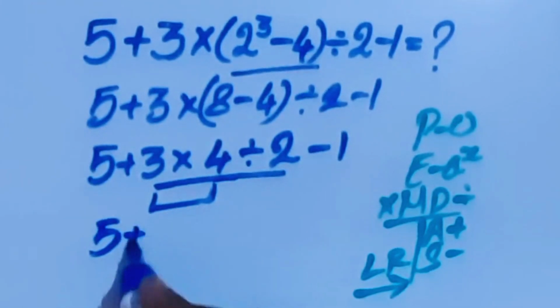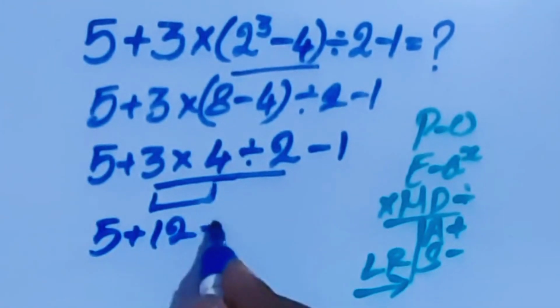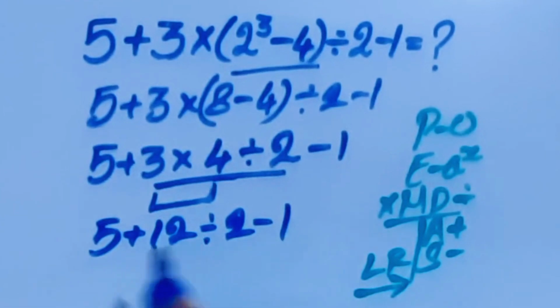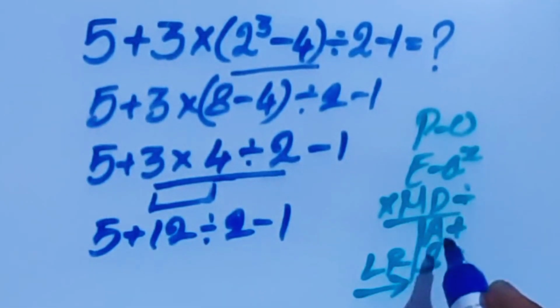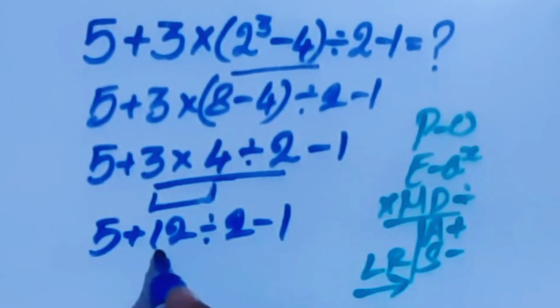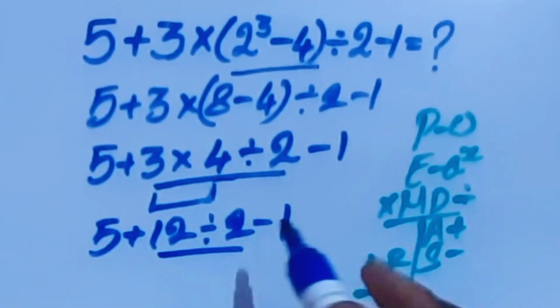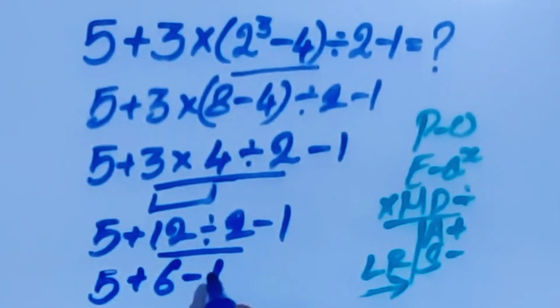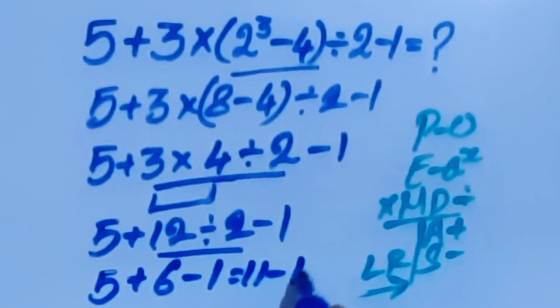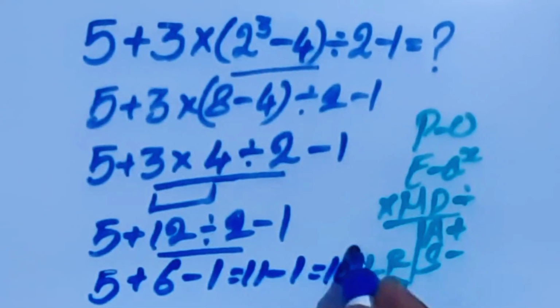So 5 plus 3 times 4 is 12 divided by 2 minus 1. Here we have addition, division and subtraction. Here division is higher priority than this addition and subtraction. So we have to do this division before this addition and subtraction. So here 5 plus 12 divided by 2 is 6 minus 1. Here 5 plus 6 is 11 minus this 1. Here 11 minus 1 is 10 is the correct answer.